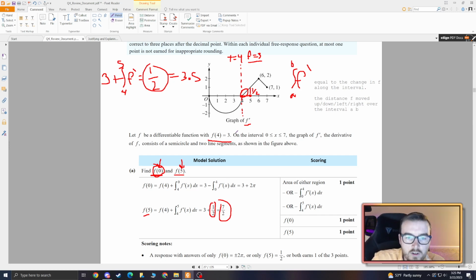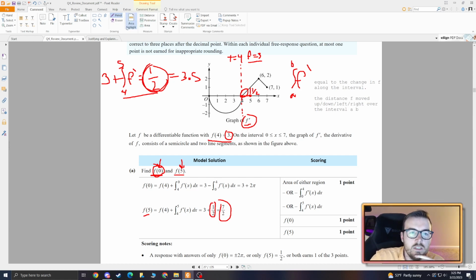So when you integrate a derivative, it tells you how much a particle moved. Not where it is per se, but how much it moved. So if you already know that it was at 3, when you take this integral, it's telling you, hey, it moved up a half. So now we're at 3.5.